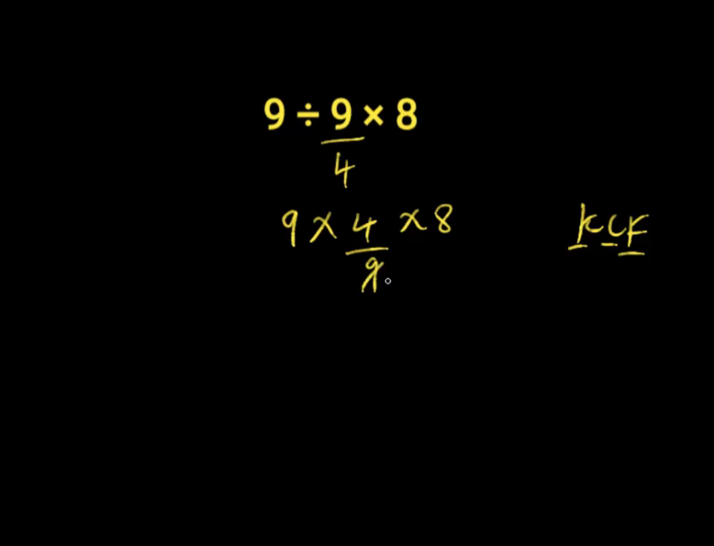9 into itself will give us 1. 9 into here will give us 1. Then we are left with 4 times 8. 4 times 8 will give us 32. 32 is the right answer to this question.